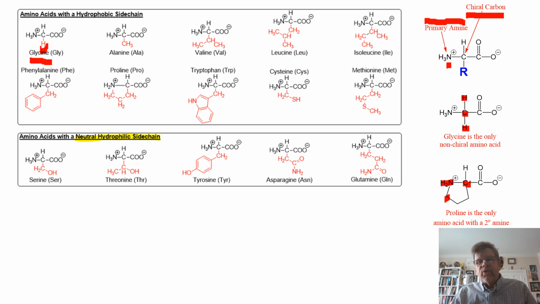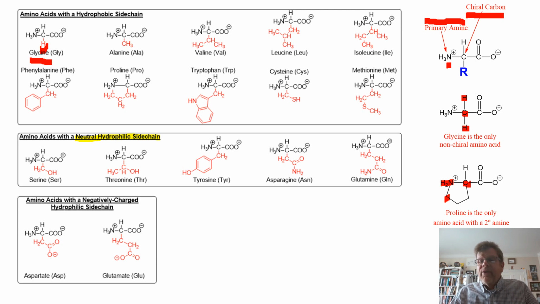Now, if we look closely at our remaining amino acids, there's a grouping of 2 of them which have carboxylic acids on the side chain itself. And carboxylic acids, as we know, are ionized at physiological pH to be as their carboxylates. So these 2 amino acids which have carboxylates on their side chains, for instance aspartate and glutamate, have a negatively charged hydrophilic side chain.